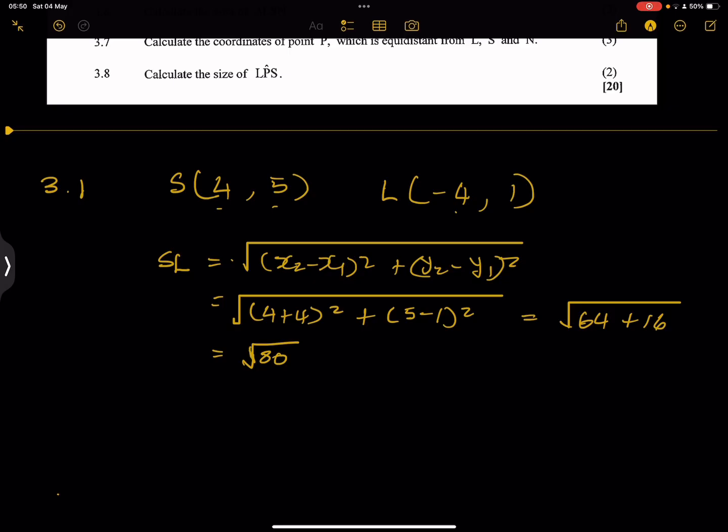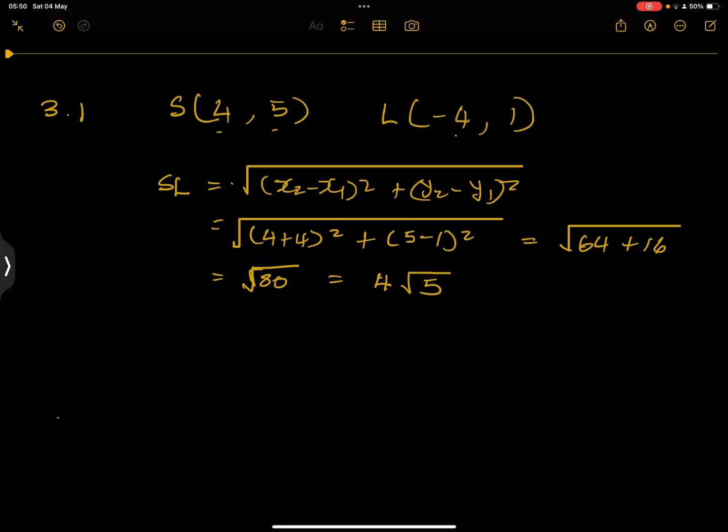Now if you think about 80, that's 16 times 5, and in this case I can write it in a much easier way as 4 root 5. Right, so let's go to the next question.